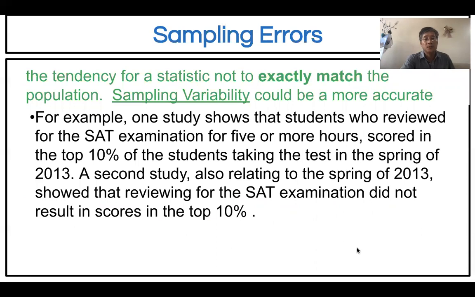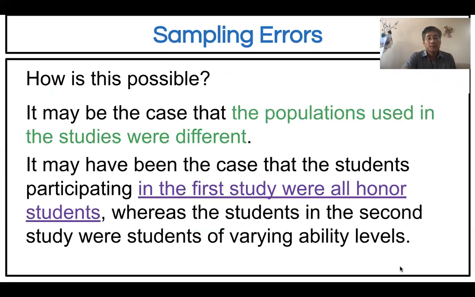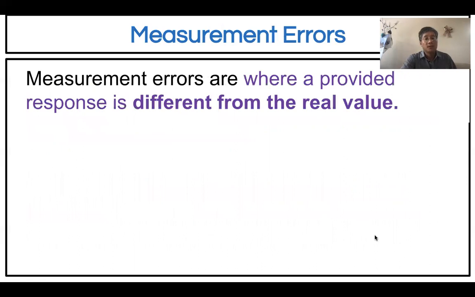Read it and study by yourself like this. How is this possible? For sampling errors, especially when you take the SAT at 2 different times, the samples might be different, right? The first one might be honor students, much smarter students taking it, and the second one is not, then there might be bias, right? That's the sampling errors. Measurement errors.